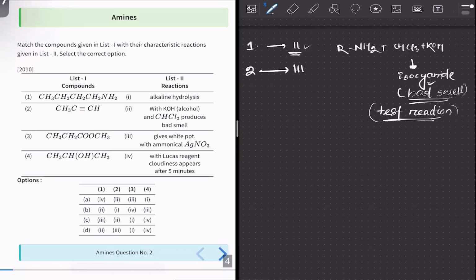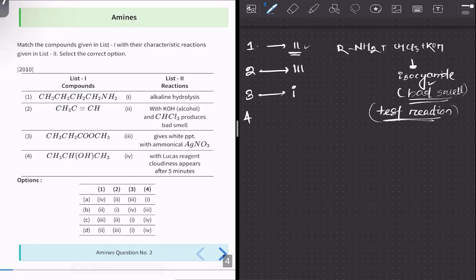CH3CH2COOCH3 is an ester. We have to find the reaction of an ester among the reactions 1 and 4. An ester undergoes alkaline hydrolysis to produce an acid and alcohol, as all of you know. So the characteristic reaction for an ester will be alkaline hydrolysis. So compound 3 correlates with reaction 1.